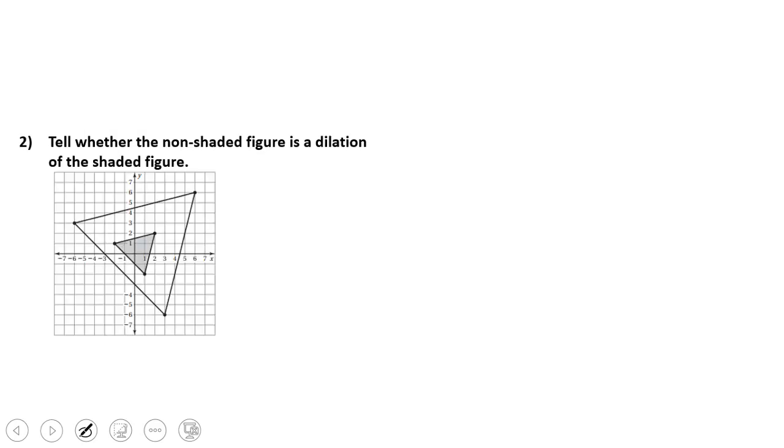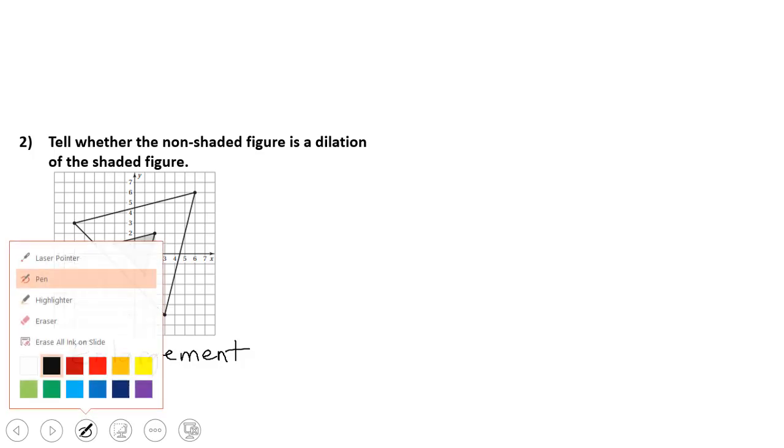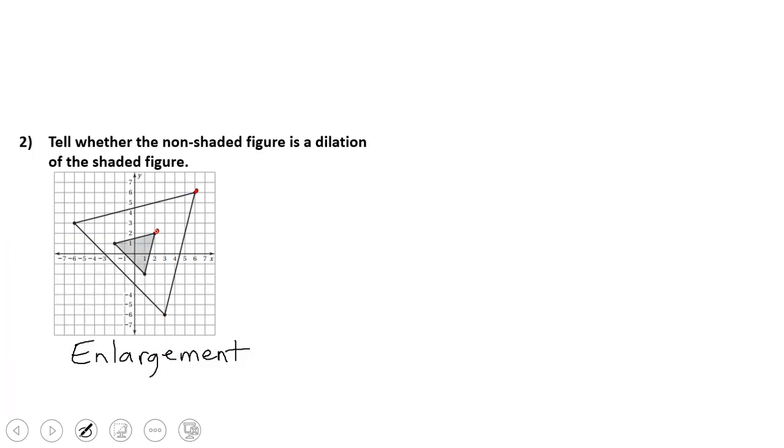Here in example number 2, again, we're going to tell whether the non-shaded figure is a dilation of the shaded figure. And you can see that the shaded figure is on the inside and the non-shaded figure is on the outside. So in this particular case, if in fact the non-shaded figure is a dilation, it would be an enlargement because the non-shaded figure is larger. And once again, what we want to do is draw a line through corresponding parts. And so I'm going to change my color here, red, for these two corresponding parts. And if I draw a line through that, voila.